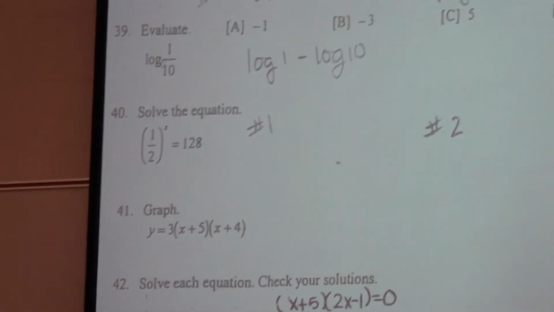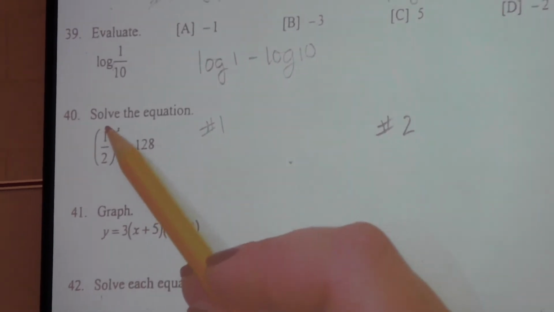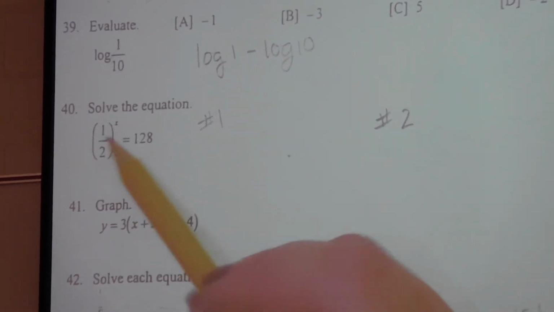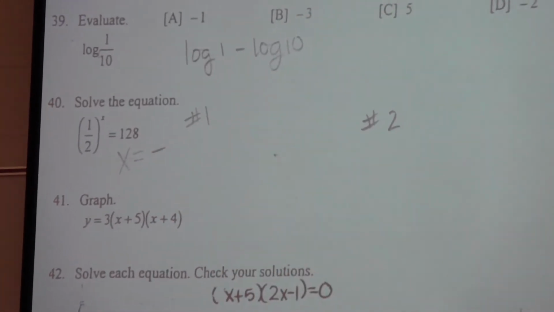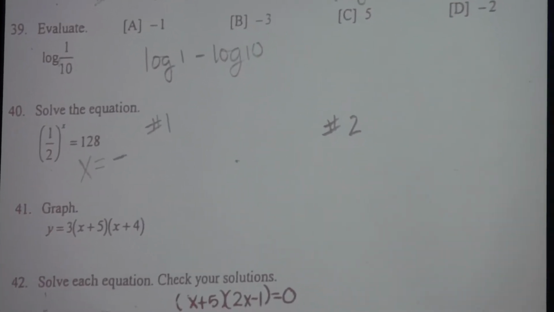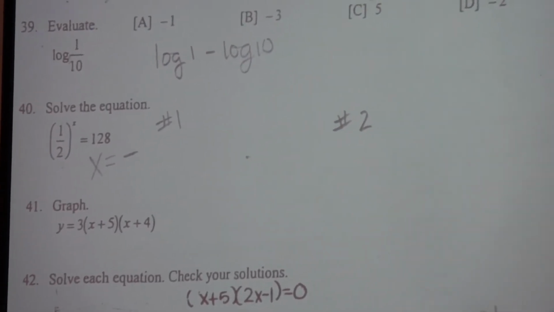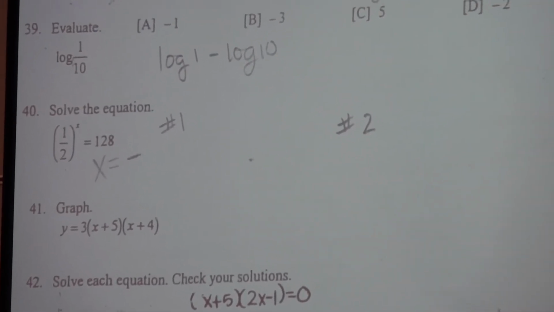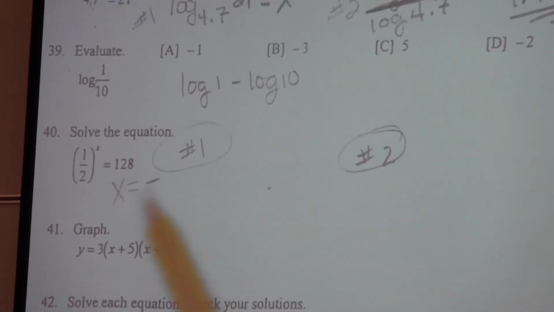Some of you are more inclined to say, well, I know that this has to flip over because it's going to go from a fraction to a whole number, so my x has to be something negative in order to flip it. And then I can just guess and check 2 to what power equals 128. And I can go, go, go, go, go. Or, so I could use my log properties. I could guess and check.